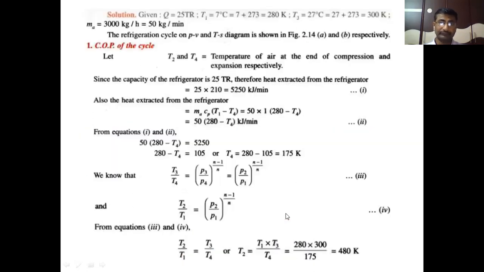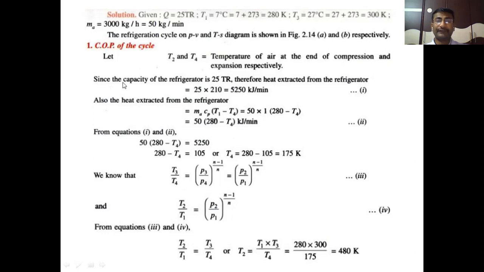Let us calculate the COP of the cycle first of all. To find the COP of the cycle, we should know the temperatures at each point of the cycle, at each state of the cycle. Let T2 and T4 be the temperature of air at the end of the compression and at the end of the expansion respectively.